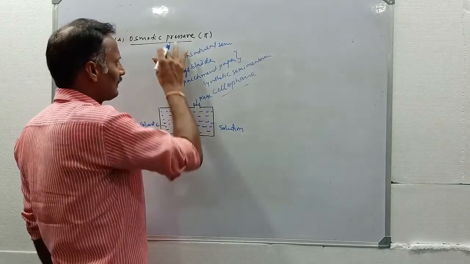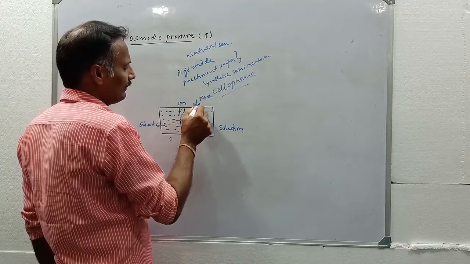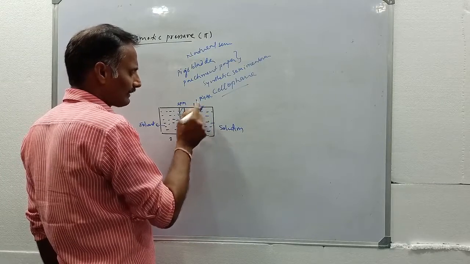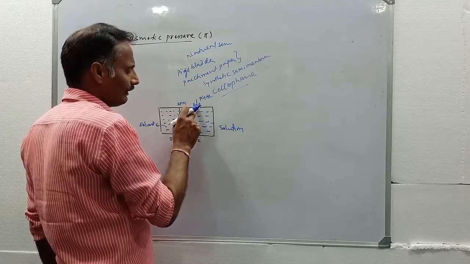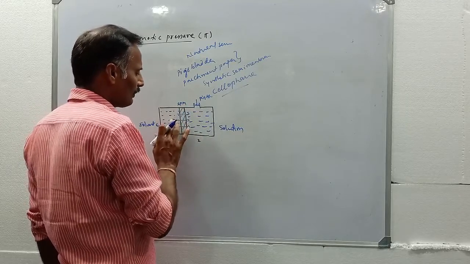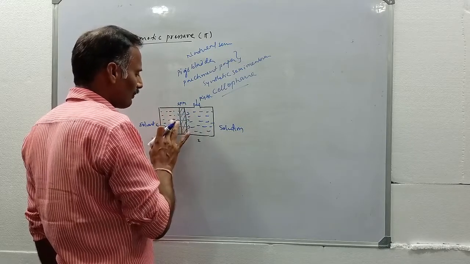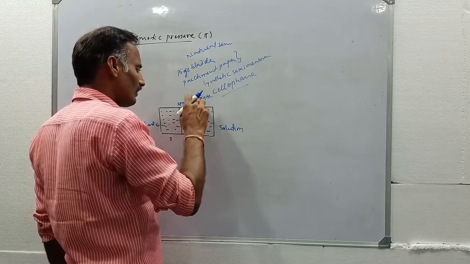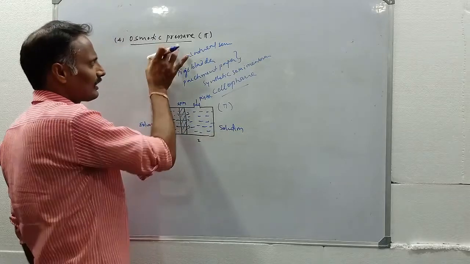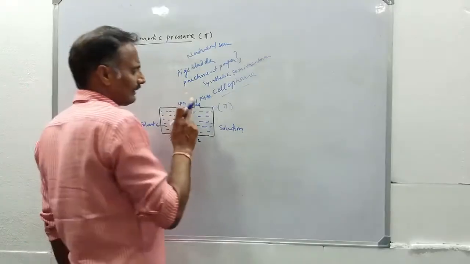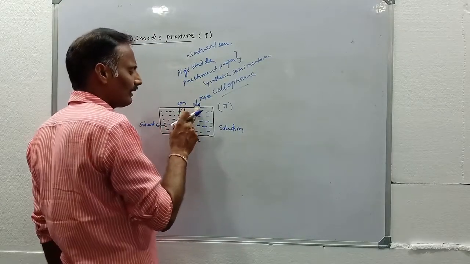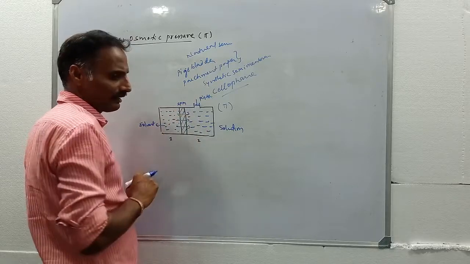Then what is osmotic pressure? Osmotic pressure is the external pressure which must be applied on the solution side to stop the flow of solvent molecules into the solution. How much external pressure is required to stop the solvent molecules flowing into the solution? That pressure is called osmotic pressure. This is the definition of osmotic pressure.